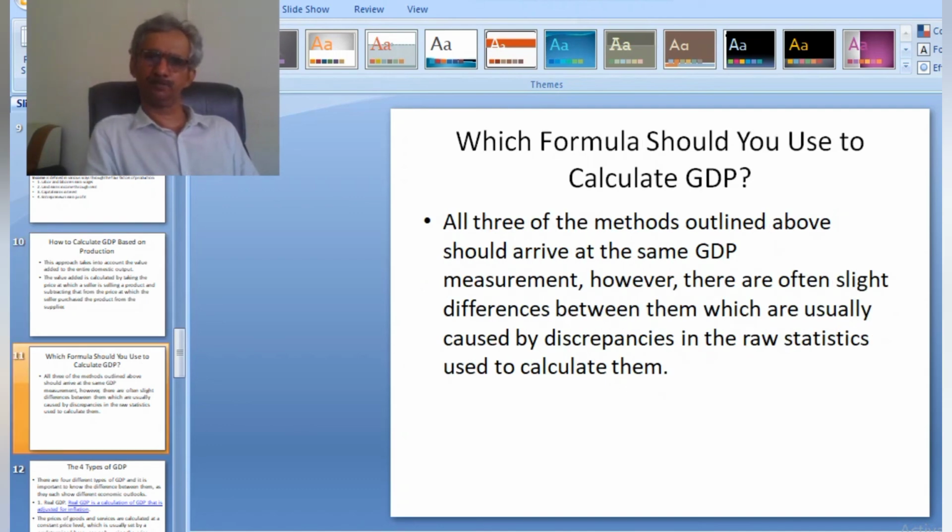Which formula should be used, or one can say we need to use? All three methods outlined above should arrive at the same GDP. Whatever method someone is going to use, the person will calculate the same GDP. However, there are often slight differences between them, which are usually caused by discrepancies in the statistics used to calculate them. There might be little discrepancies or differences due to some errors.